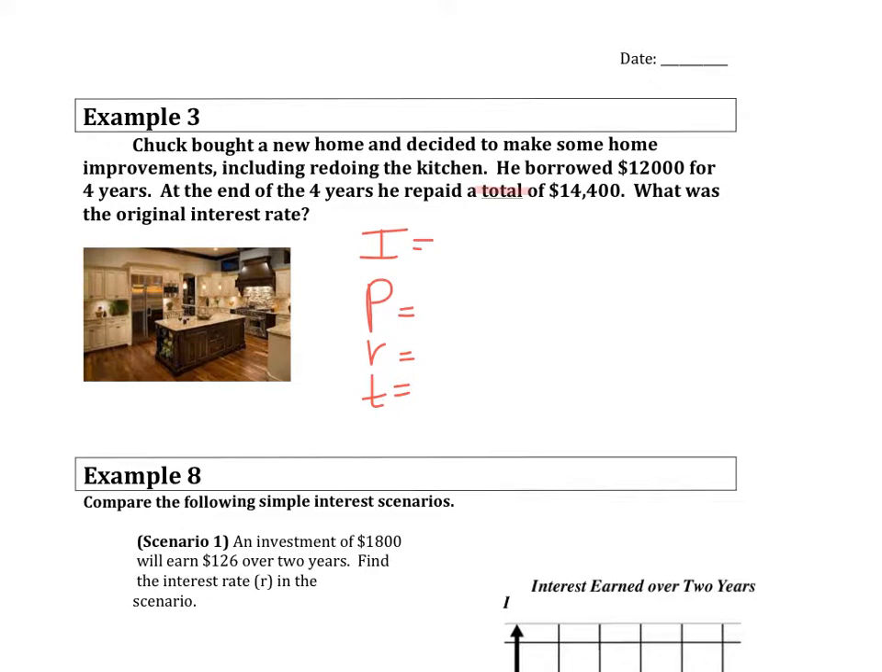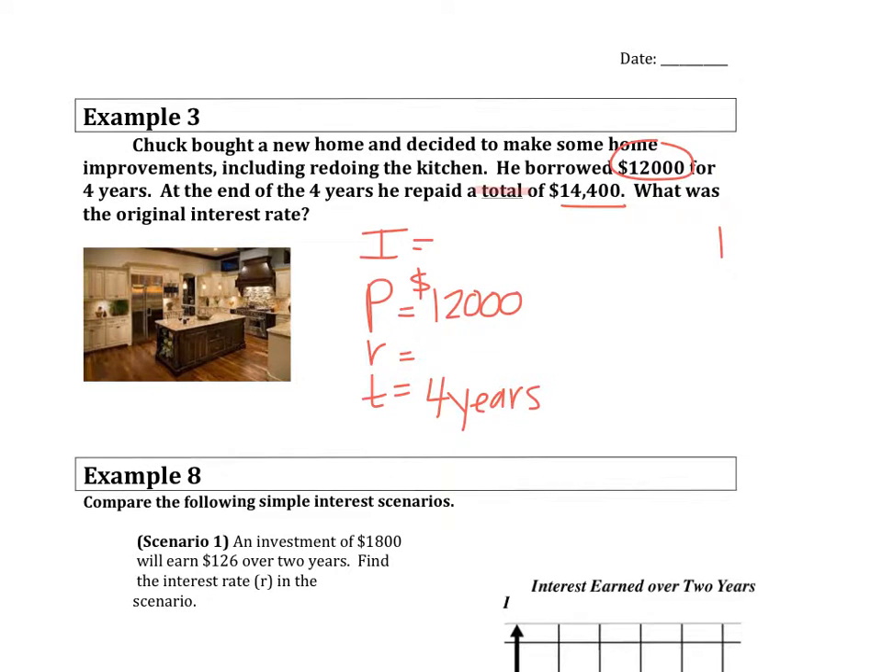So the first part, he borrowed $12,000. That's originally what he borrowed. That's the P. The principal for 4 years. That's easy. That's the time. Now, the other number that was given to us was $14,400, but it says it's the total. It didn't say it was the interest. So now I have to think. A total is going to have the original amount and the interest. So how do I get the interest from those two numbers?